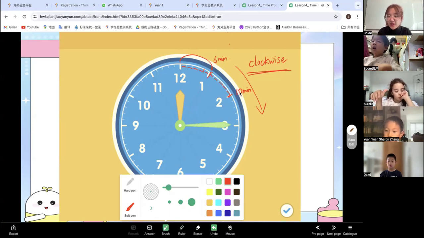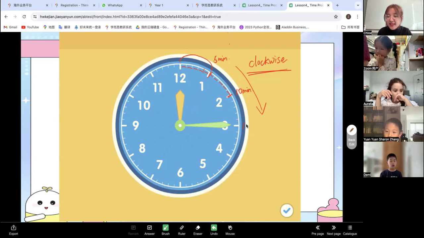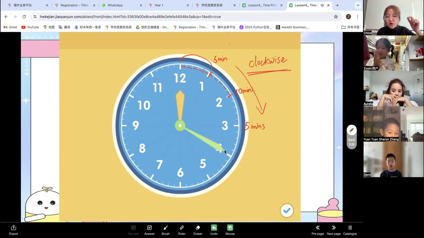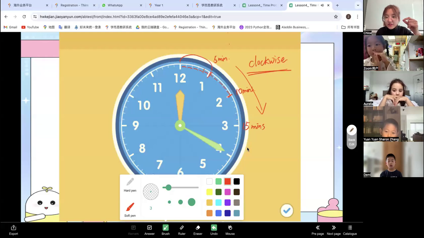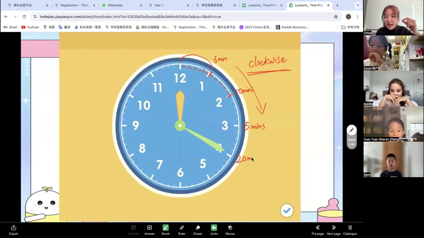Okay, if we continue to travel, then when it travels to 3, how many minutes are there? We can do 10 plus another 5, which is, tell me, 3, 2, 1, how many minutes? 15 minutes. Very well done. And if we continue to travel to 4, then we will add another 5, which is 20 minutes.